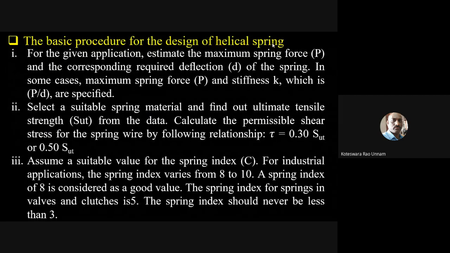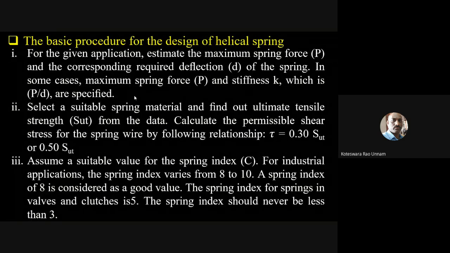Okay, so now we'll see the step-by-step procedure of how we can design a helical spring. The first point is, for the given application, estimate the maximum spring force, that is P, and the corresponding required deflection. Here it is delta, not D, maybe it is a typing error. Delta is going to be the deflection of the spring. In some cases, maximum spring force and stiffness are specified. That means before going for the design of the spring, we need to identify the maximum force acting on the spring, and then the maximum deflection in the spring. So P and delta are the requirement for the design of the spring.